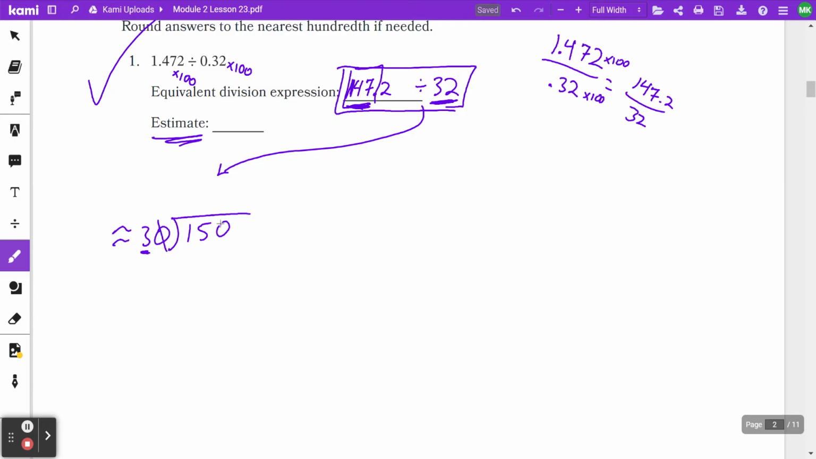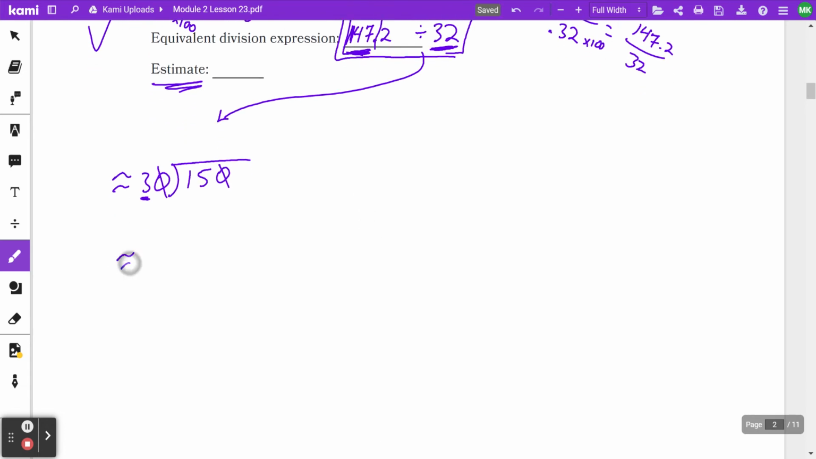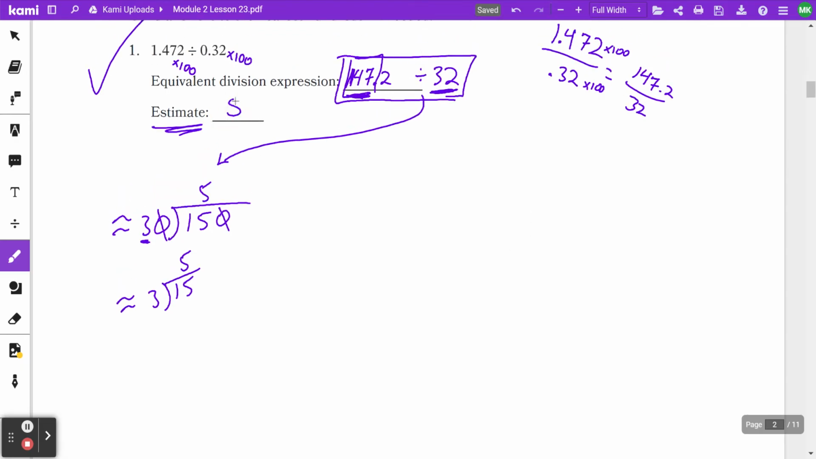Let me clean this up a little bit and divide both of these values by 10, and I wind up with a 3 into 15. If you want to see that, it looks like this. A 3 into 15, which of course is 5. So my estimate is 5. There we go. Moving along quite well here.